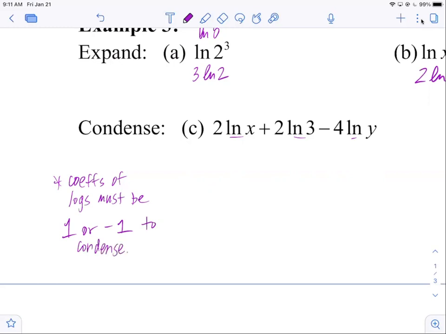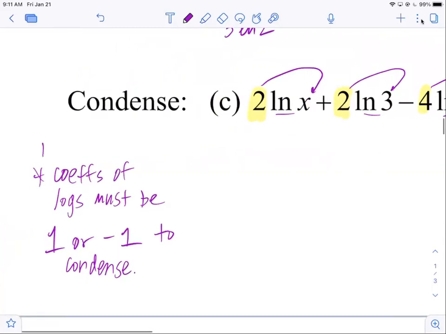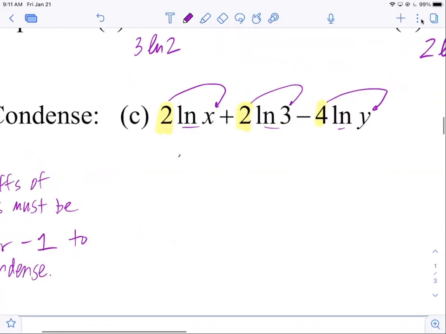Okay, so if there's something other than 1 or negative 1, like a 2, 2, and a 4, I have to get rid of those first. And how do I get rid of those? Well, we use the rule that we just did, right? Instead of bringing them out front, we can bring them back up as exponents. So that's your first step when you're condensing, right? This is the first step. So this becomes the natural log of x squared plus the natural log of 3 squared minus the natural log of y to the 4th.